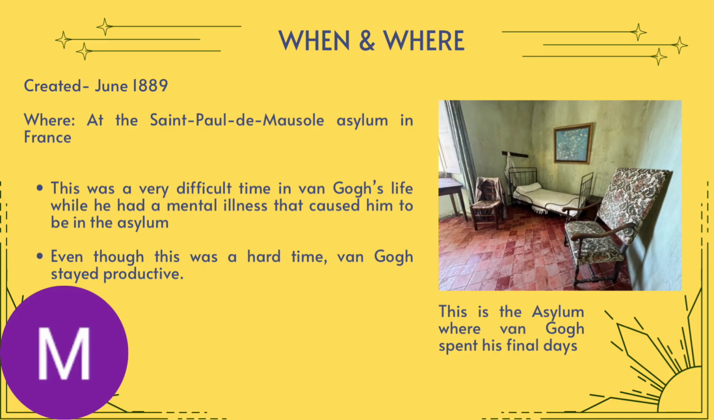As I said before, the painting was created in June of 1889, and it was created in the Saint Paul de Moselle Asylum in France. During this time, Van Gogh was facing very serious mental health issues, which caused him to go into this asylum.